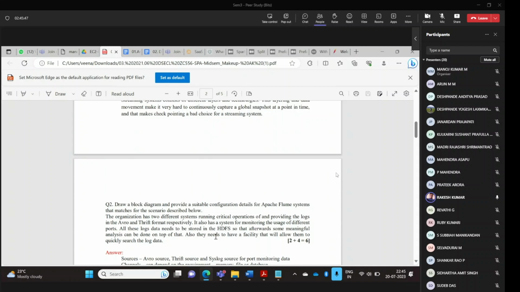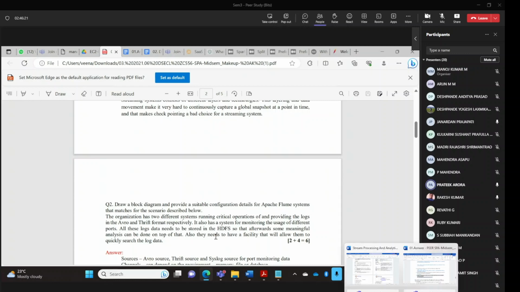So in the last line, they are trying to say quickly search the log data. That means this Flume is also ETL, transformation. So we can do transformation also. Because of that, data is available in some structure, and because of that, we can quickly search it. And that also means it's not limited to log data only.